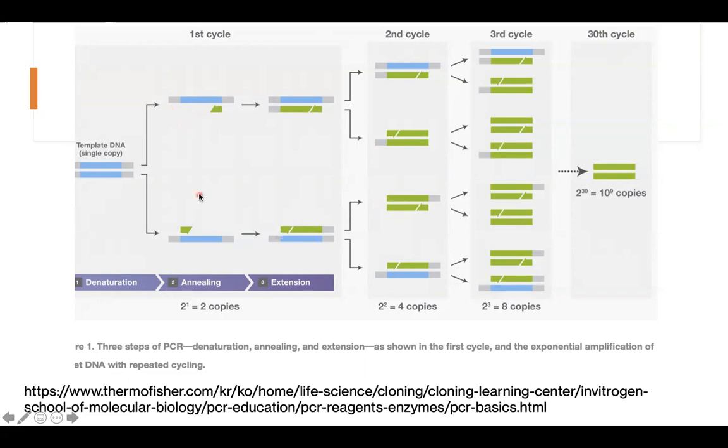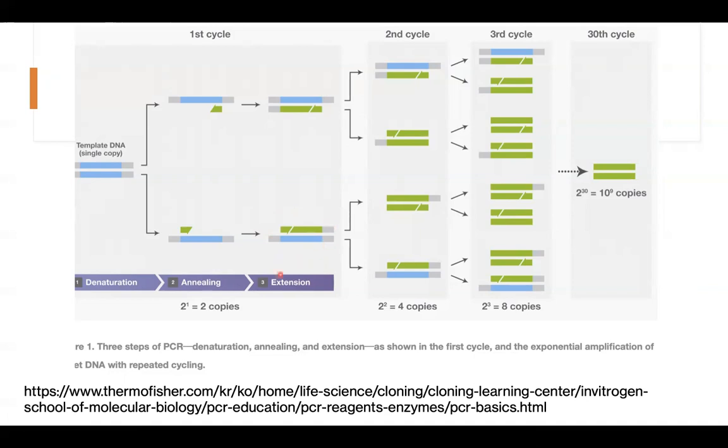Okay? So, annealing is important part because ito yung time kung saan yung primer is mag-a-attach dun sa target gene natin. Okay? Target strand. Okay. And then after that, we change again the temperature. Now we have extension process. So in extension process, we allow our DNA polymerase to make yung complementary base pairing para makabuo ng bagong strand.